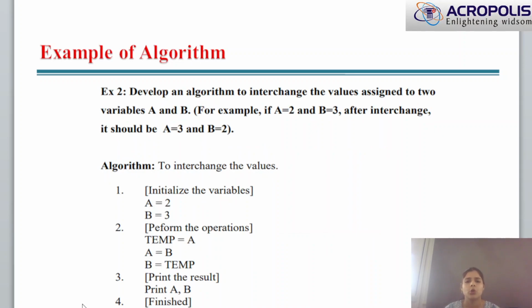Here is example 2. Here we are swapping two numbers. First we initialize the numbers a and b, and then we take temp as a variable, and then we swap them. Then in the last we print a and b.